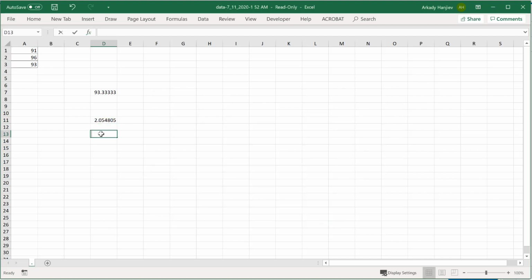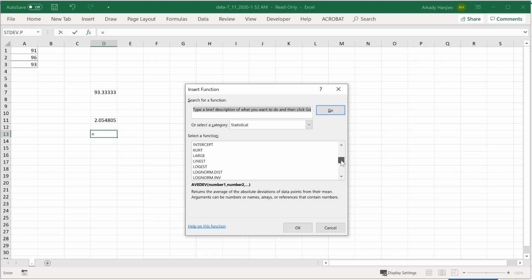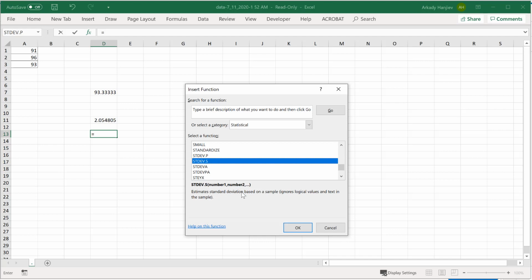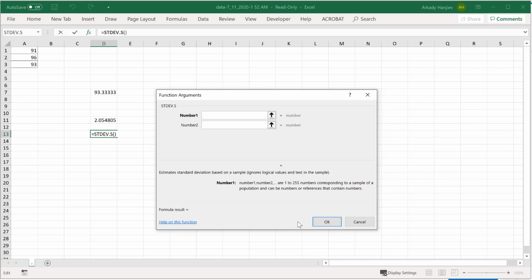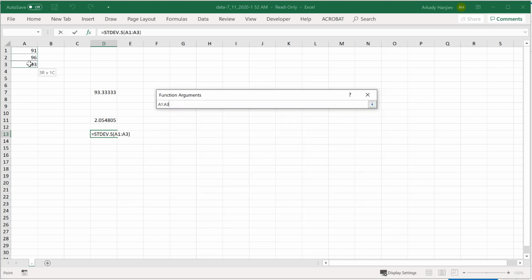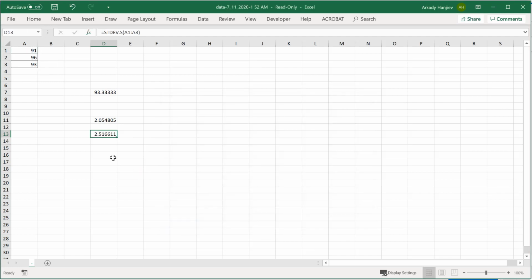Let's do one more. So equal sign, function, and we're going to go down to standard deviation. But this time we're going to do standard deviation of sample. That's what this one says: estimate standard deviation based upon a sample. Click on that, give it the numbers, click enter, voila.